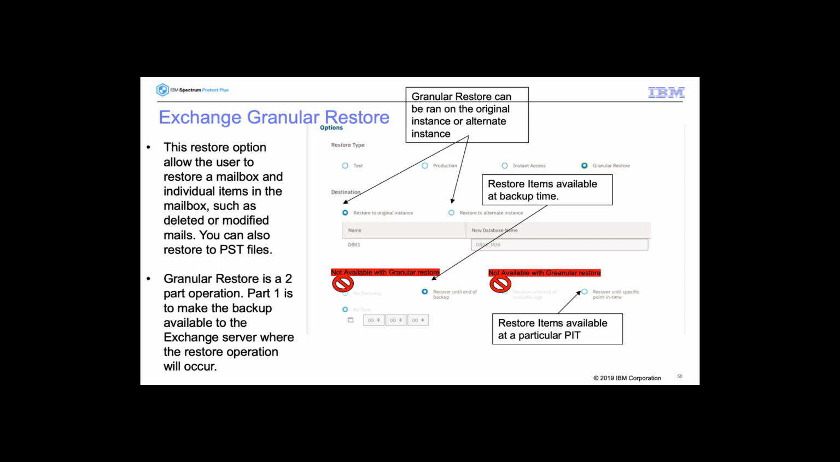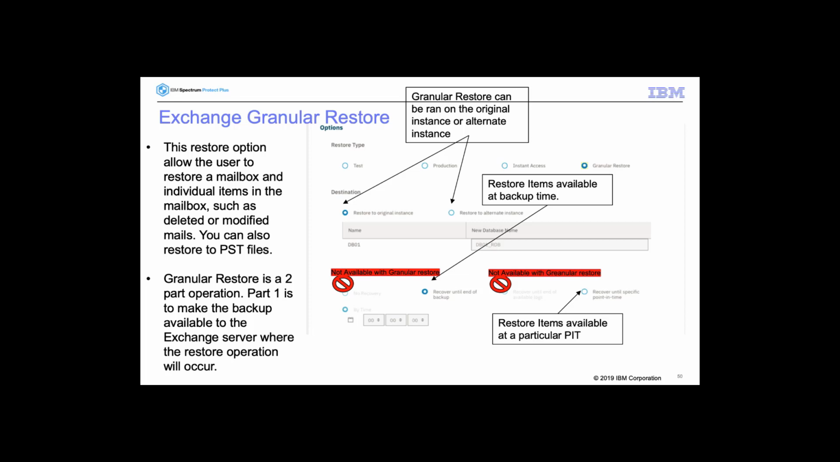Now, for granular restores in Exchange, this is what is a little different for Exchange, because in all of our other applications, we do not go down to this level. For all of our other applications supported by Spectrum Protect Plus, the lowest level we're going to go to is the database level. But with this granular restore option in Exchange, it's going to allow you to restore individual mailboxes or individual mailbox items, or restore to a PST file.